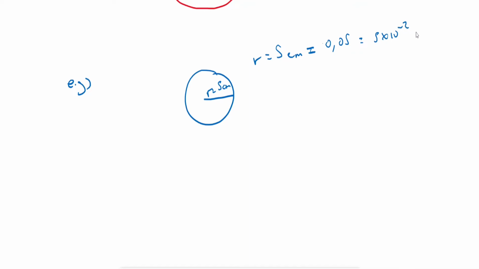For instance, I have a circle and my circle has a radius of 5 centimeters. Let's change this 5 centimeters immediately to meters. It's going to be 0.05, because you just divide by 100. Or you could say it's 5 times 10 to the power minus 2 meters. Either way, it should be the same.